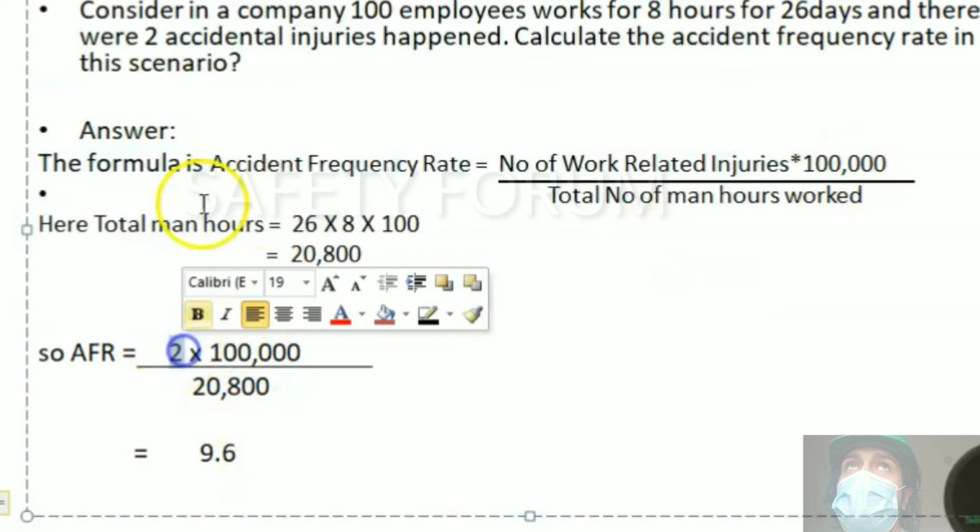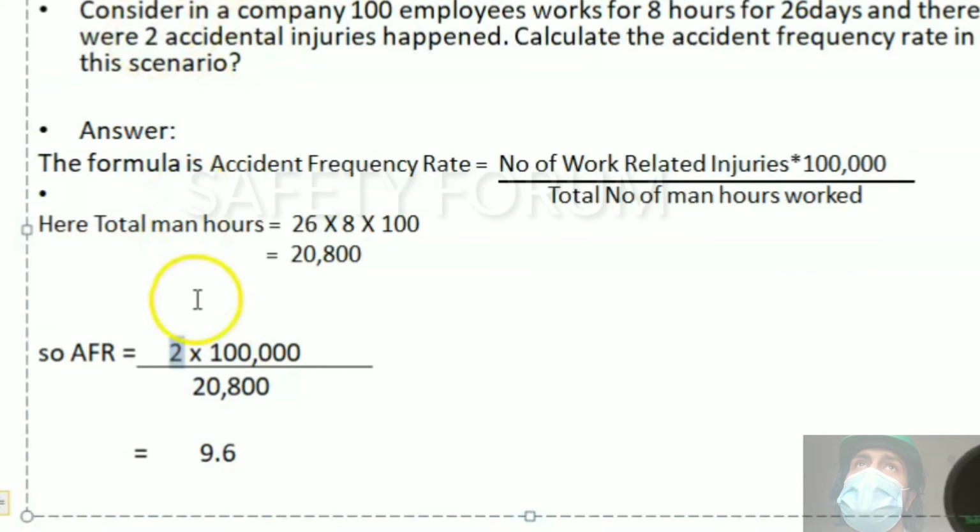So here is where the 2 comes in. This is the 2 accidental injuries. So 2 multiplied by 100,000 divided by this total manhour. So it will give you the AFR rate of 9.6 for this much hours. Okay, so this is very clear.